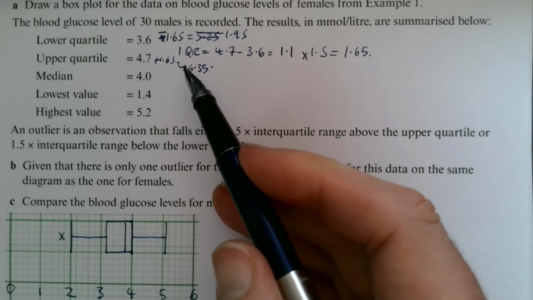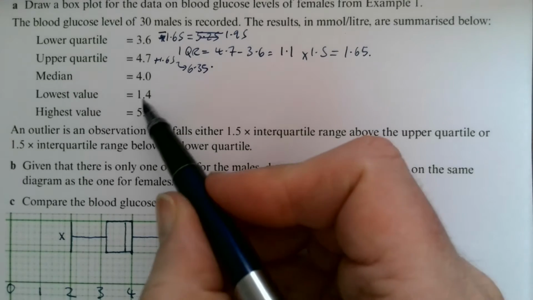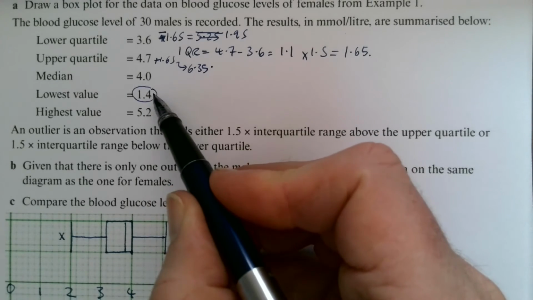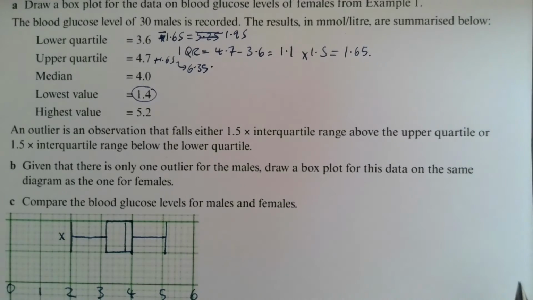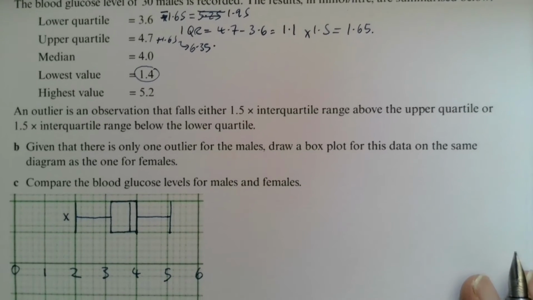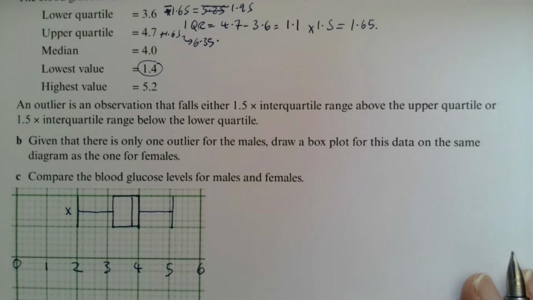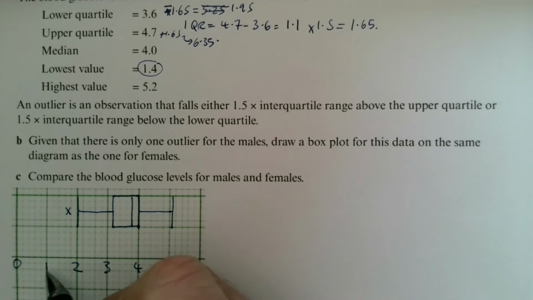So our outlier must be 1.4 because it's below 1.95. So let's plot those results on here now. I'm just going to struggle to put that in. So we've got our lowest value at 1.4. We've got our interquartile range finishing at 1.95.